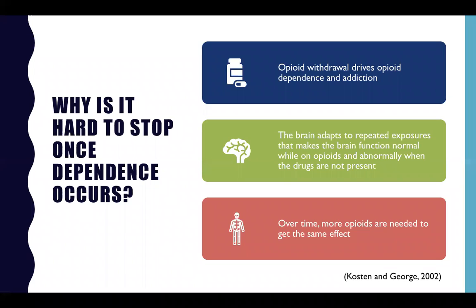Individuals have trouble refraining from opioid use because of the effects of withdrawal. Over time, the brain adapts to the increased dopamine, which causes the brain to function more normally when using the opioids versus when not using them. And then after multiple usages, a higher dosage is required to get the same pleasurable and pain-reducing effect.